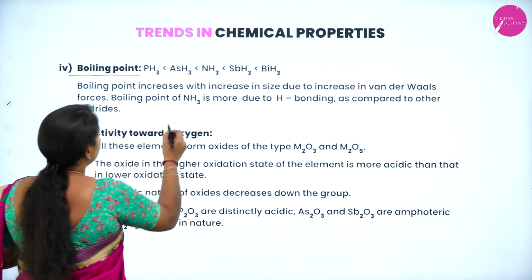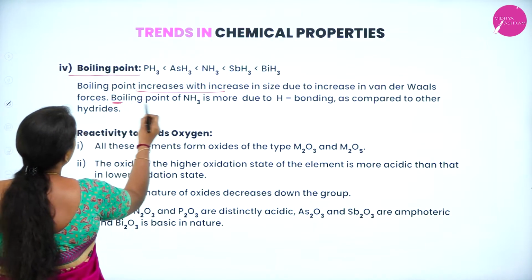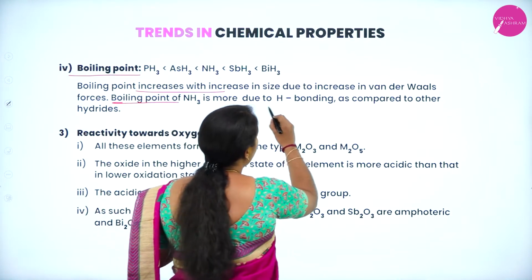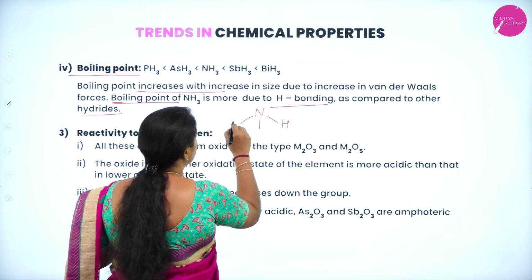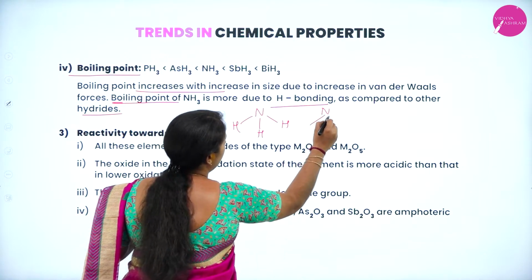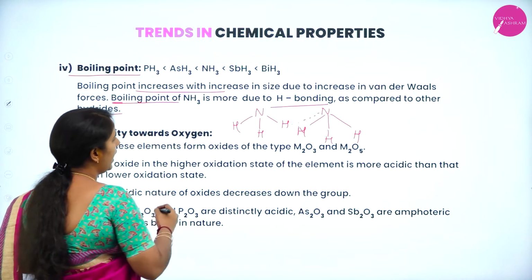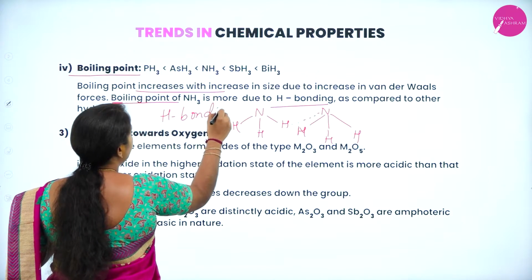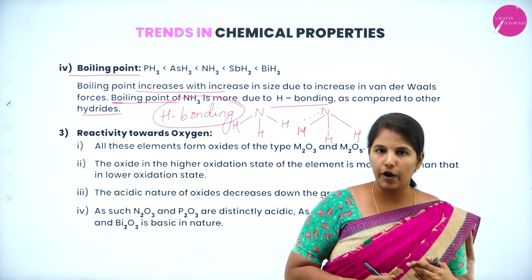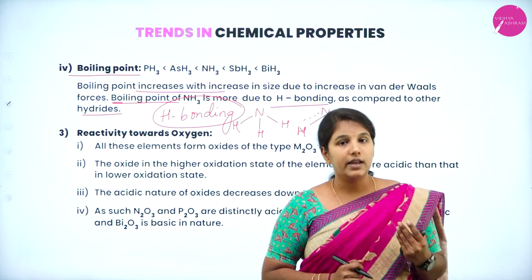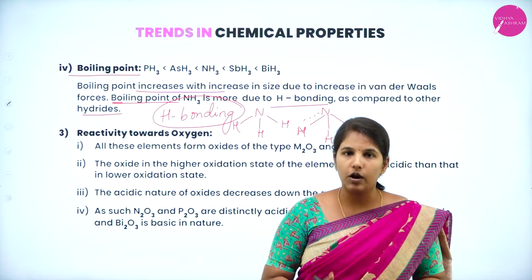The boiling point increases with increasing size due to the increase in van der Waals forces, and the boiling point of ammonia is higher due to hydrogen bonding compared with the other hydrides. Just imagine you have two ammonia molecules. Between the hydrogen and nitrogen, we can see that we have hydrogen bonding. Due to this hydrogen bonding, nitrogen shows a higher boiling point. Especially, nitrogen can easily form hydrogen bonding with another molecule, thereby it exhibits the higher boiling point.